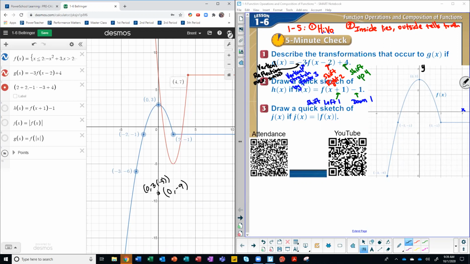Then it says inside lies, so we added 2 to the x, and so this point got shifted 2 units this way, and it became 2, -9. And then finally on the outside it says add 4. So we would add 4, and that's what shifts it up 4 units, 1, 2, 3, 4, and you get this point right there, which is 2, -5.